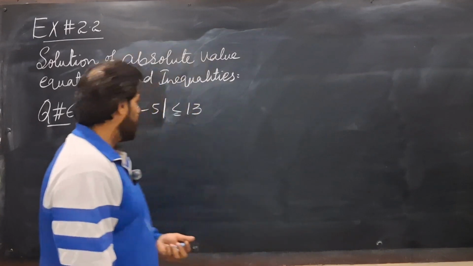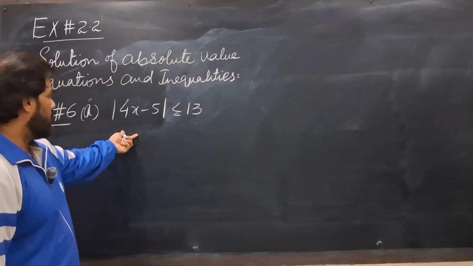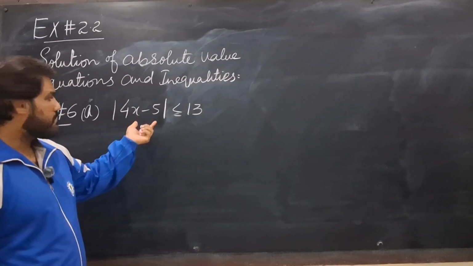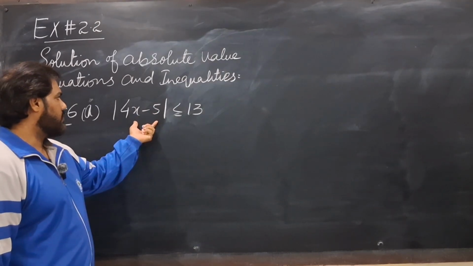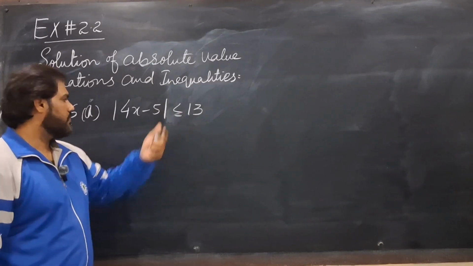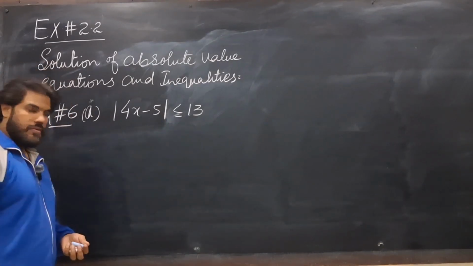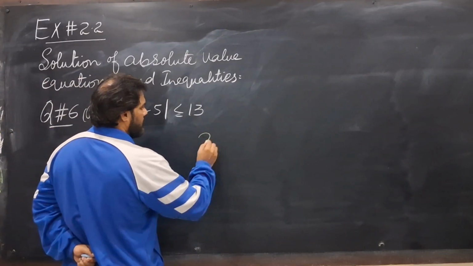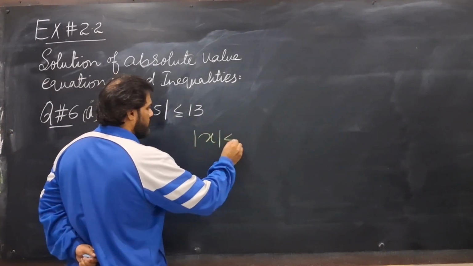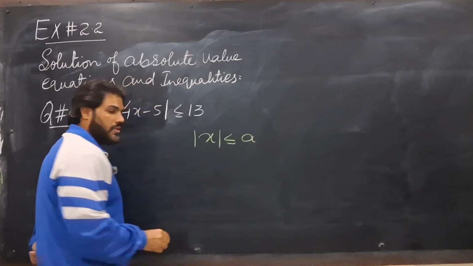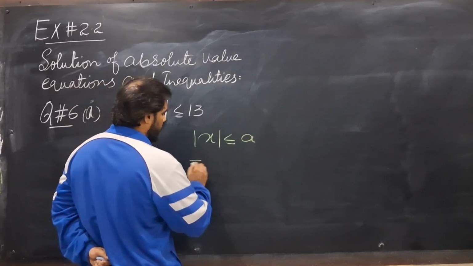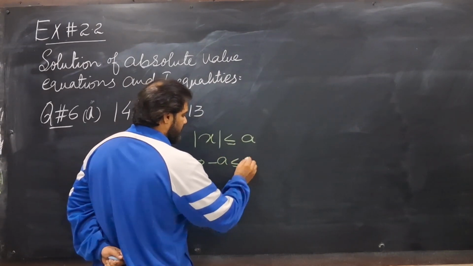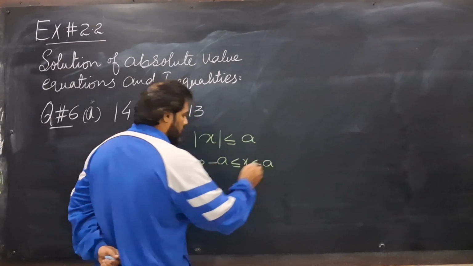Question number 6 says we have to solve this inequality for every real number x. The inequality is absolute value of 4x minus 5 less than or equal to 13. I will use here a fact which says the absolute value of x is less than or equal to some positive real number a if and only if we can write minus a less than or equal to x, x less than or equal to plus a.